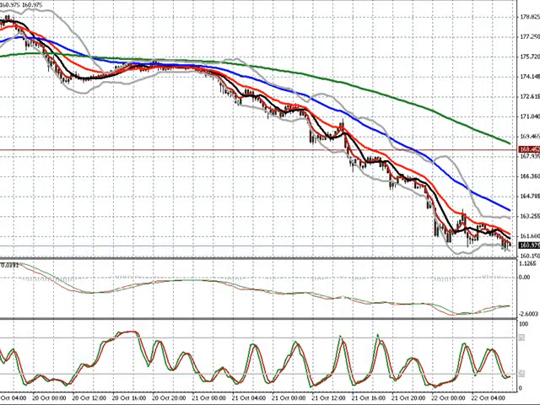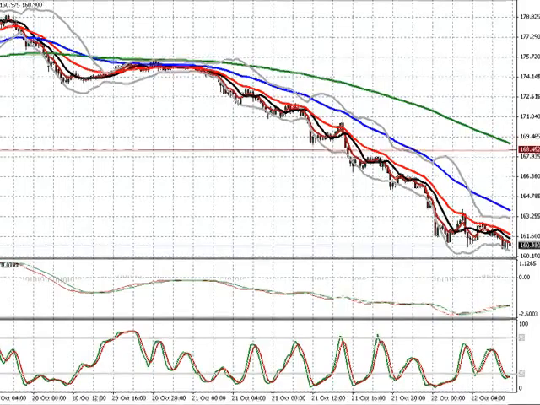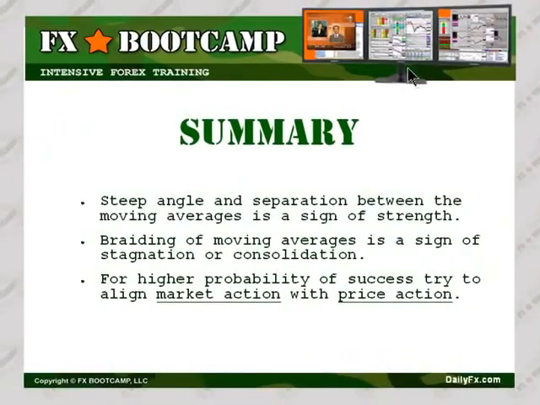So let me pull that PowerPoint presentation back up. There you go. So in summary, what we're looking for is steep angle and separation between the moving averages. Doesn't matter whether we're measuring price action or market action. The greater the angle and the greater the separation, the greater your confidence should be. Now, once again, braiding means lots of crosses, the 5-8 crossing, crossing, crossing. You'll see that in between the markets, let's say at the close of the New York session but before Asia opens, you'll get all this kind of braiding. That means there's no momentum whatsoever. You shouldn't be trading.